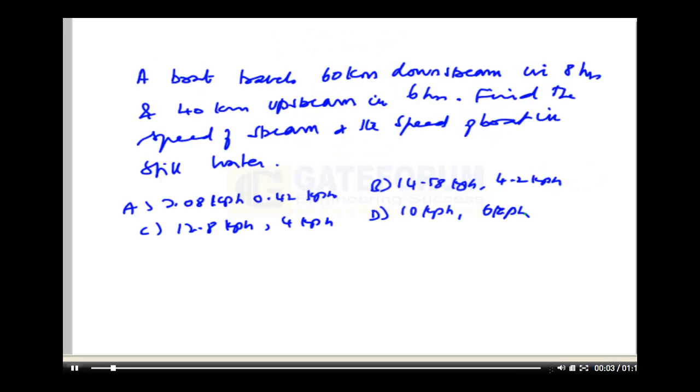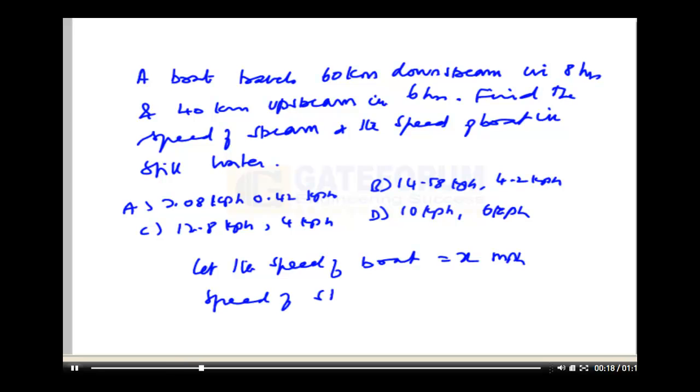Downstream in 8 hours and 40 kilometers upstream in 6 hours. Find the speed of stream and the speed of boat in still water. Let the speed of boat in still water be x and the speed of stream be y.